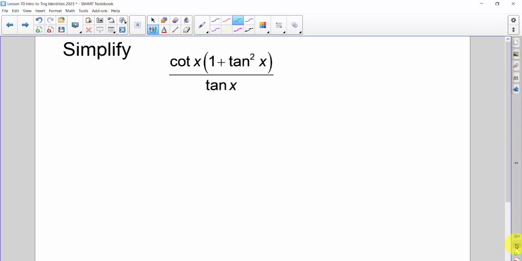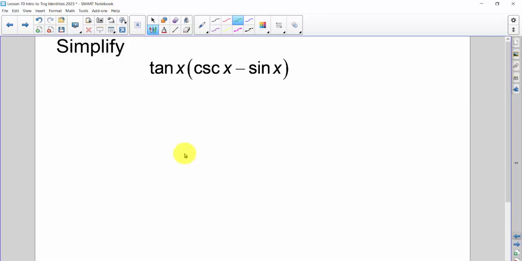So here's another problem. I can do a couple of things here. I could go ahead and distribute this tangent through, or I can change everything into sines and cosines, which a lot of people tend to do. Let's just go ahead and change everything to sines and cosines. So I'll make that sine of x over cosine of x. This is 1 over sine of x minus sine of x over 1.